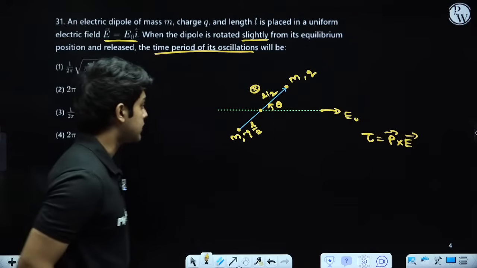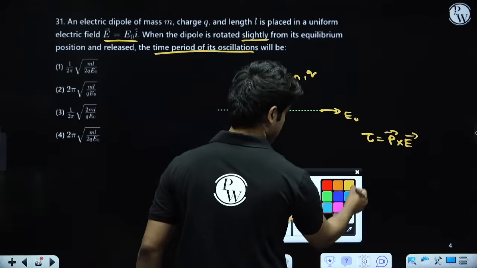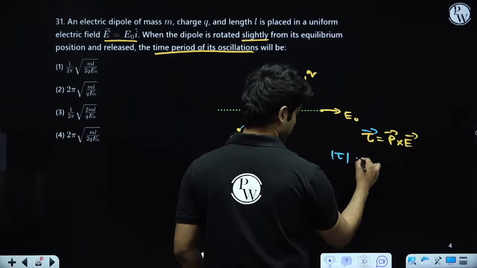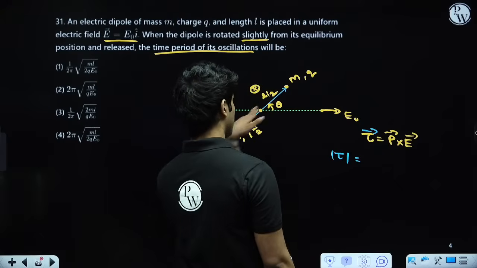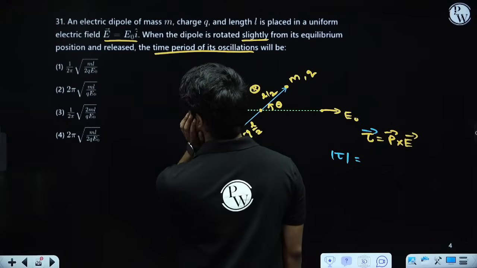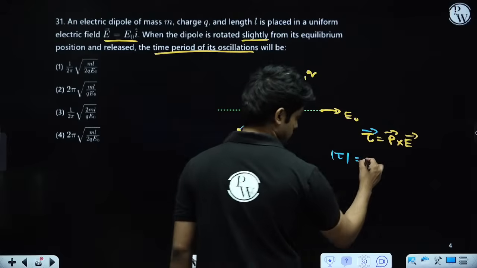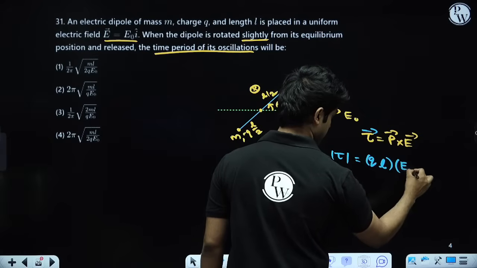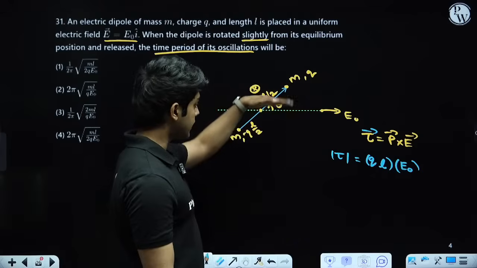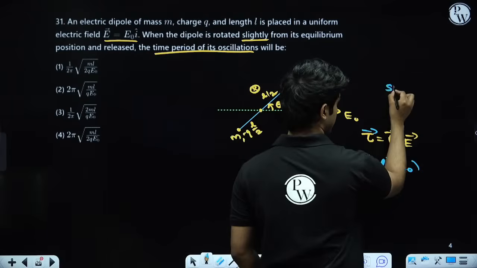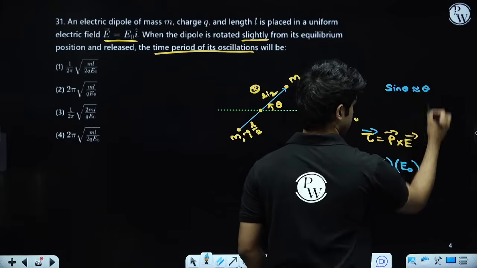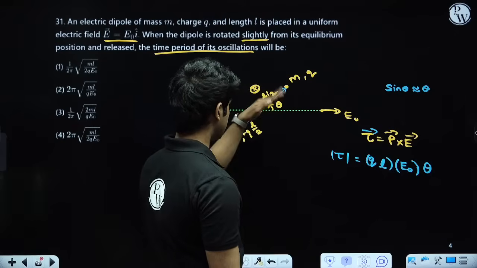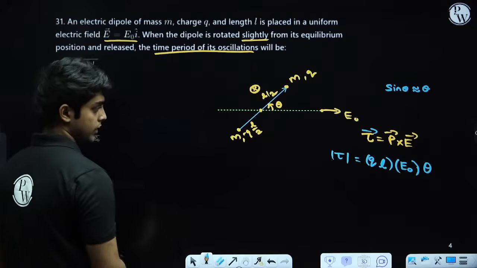Now it's a mechanics problem because we know the torque. The torque is P cross E, though the magnitude of the torque is going to be PE sine theta. The dipole moment is not given, so that will be just Q into L. Electric field is E naught, the external electric field. Sine of theta. Now this angle theta is a very small angle, so we'll use the small angle approximation: sine theta approximately equal to theta. So this is the restoring torque that is going to bring the dipole back to the equilibrium position, the clockwise torque.